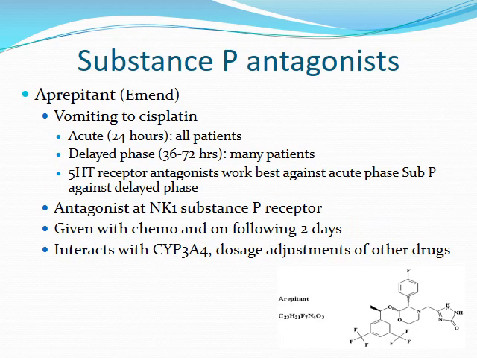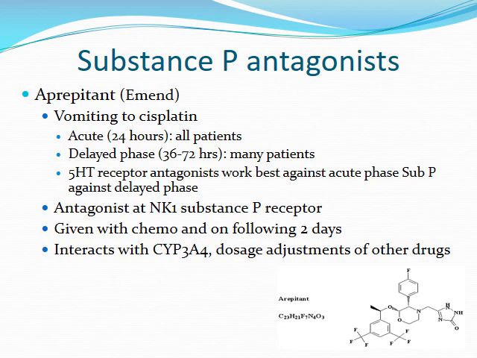Another way that we can inhibit the chemoreceptor trigger zone is by preventing the actions of substance P, by blocking it with drugs like aprepitant, or Emend is the brand name. This one is pretty expensive, and it's mainly going to be used in treating the severe nausea and vomiting associated with highly emetogenic chemotherapy drugs, especially things like cisplatin. In some patients you're going to see that they not only have an acute case of nausea and vomiting at the time they get the drug, but also a delayed phase reaction, 36 to 72 hours after the fact. Many patients end up having some degree of nausea and vomiting in it as well.